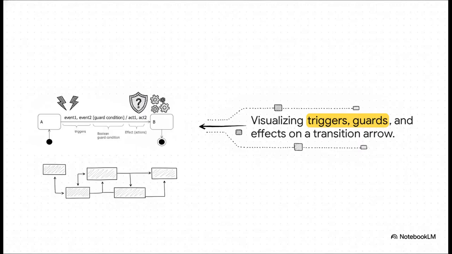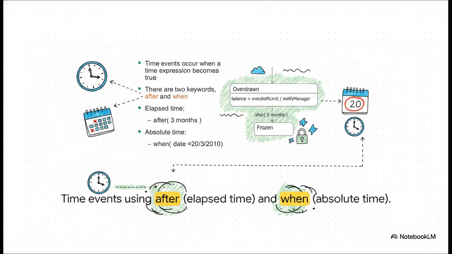When you visualize this on a transition line, it suddenly makes perfect sense. You've got your triggers up front. Then, tucked right there in square brackets is your Boolean guard condition. And finally, after the /, you have your effect. This one single line of text tells a comprehensive, precise story about exactly how a system changes. And hey, transitions aren't just about active user clicks. Time is a huge factor here. UML gives us 2 really handy keywords for this.